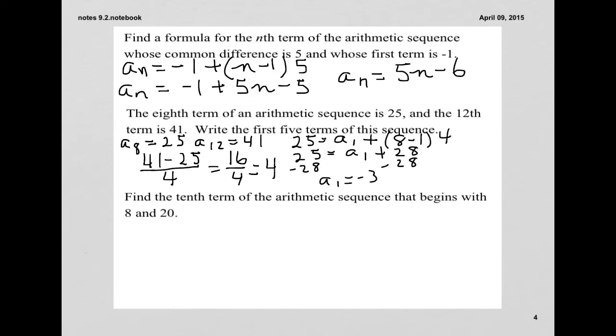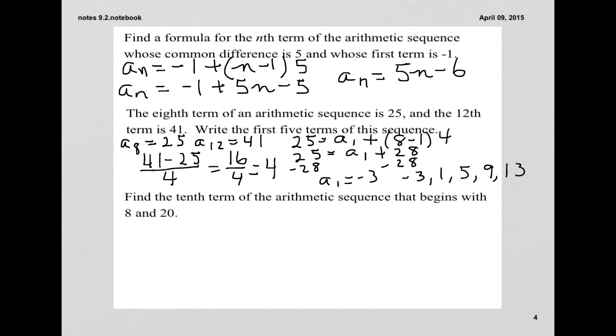Then I can find my first 5 terms by using my common difference. So that's negative 3, 1, 5, 9, and 13, my first 5 terms.